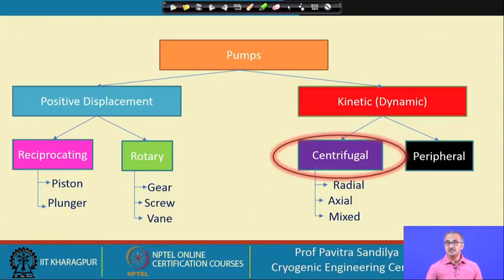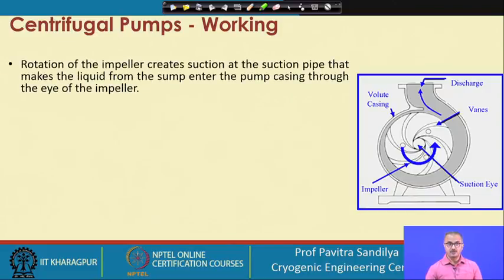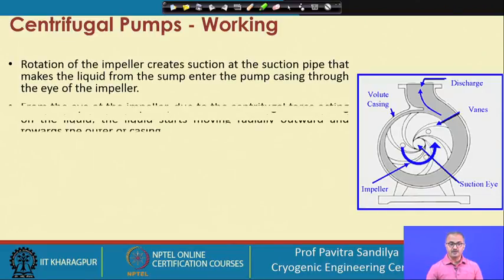We shall be looking in general. Again, we find that under the centrifugal pumps we have various other pumps like radial pumps, axial pumps, and mixed pumps. So we shall be looking into the normal centrifugal pump, that is basically the radial centrifugal pump, and here we have the working of the radial pumps.